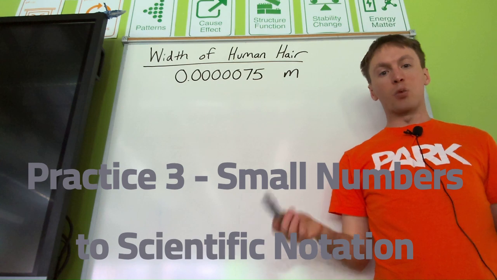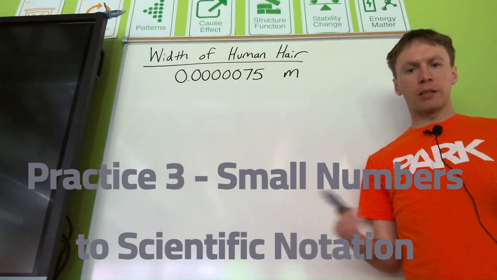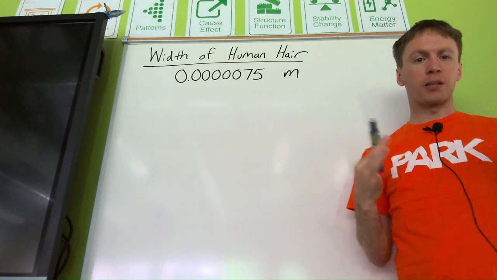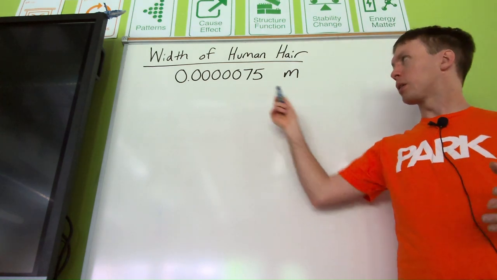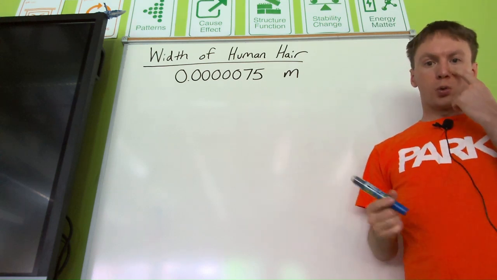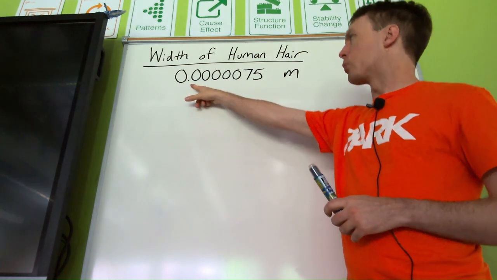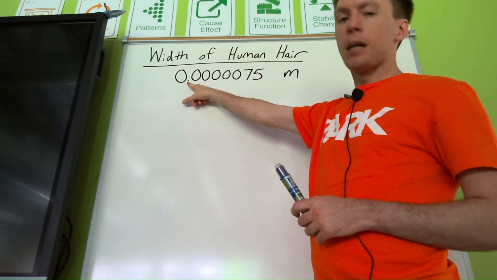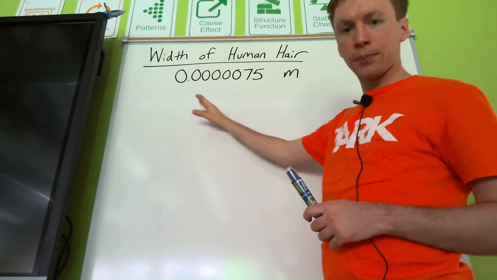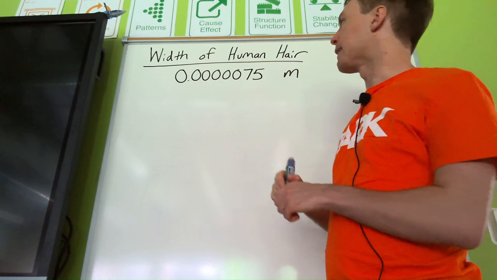Let's take a look at writing really small numbers in scientific notation. The width of a human hair is 0.000075 meters. It can be a little bit wider, a little bit thinner, but this is a good average size of human hair width. To write this number in scientific notation, I'm going to find where the decimal point is, which is right here. And I'm going to count the number of spaces that I move it to the right until I get a number that's greater than 1 but less than 10.